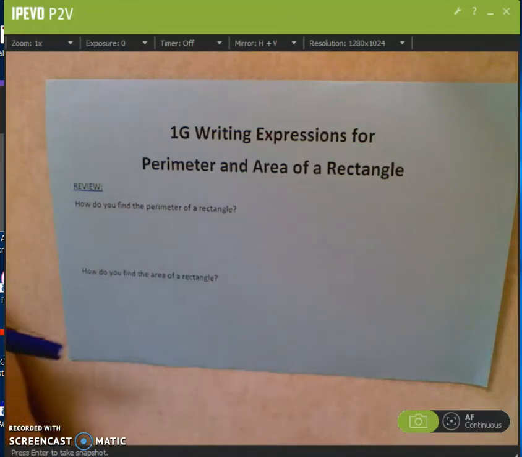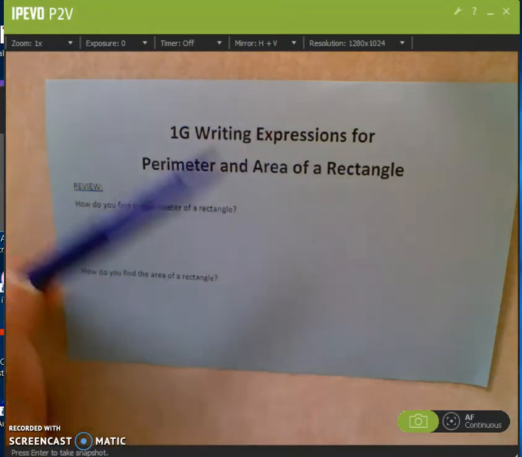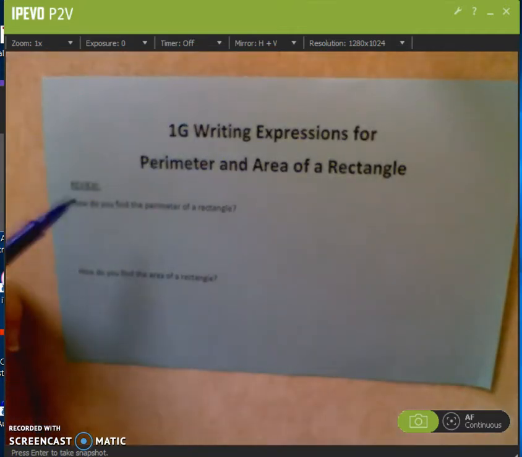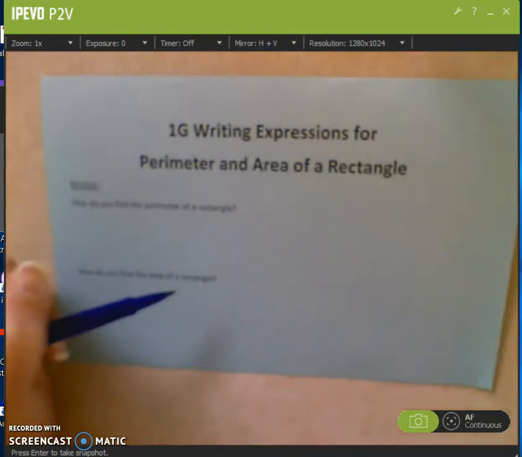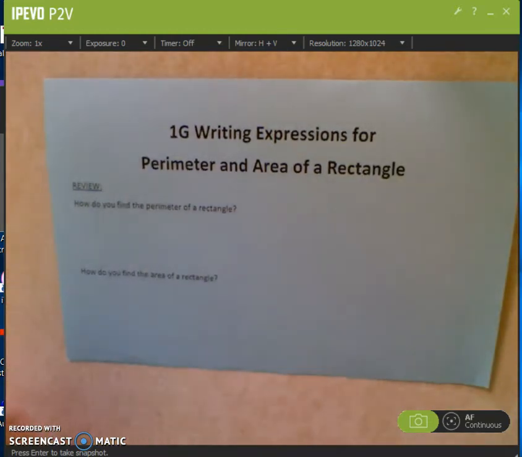Okay, so now we're moving on to the actual notes part for 1G, and we've got writing expressions for perimeter and area of a rectangle. So we just need to quickly review how do we find the perimeter of a rectangle and how do we find the area of a rectangle. And you should have learned this in the last couple years of school. So this should be a review. This should be something that we already know.